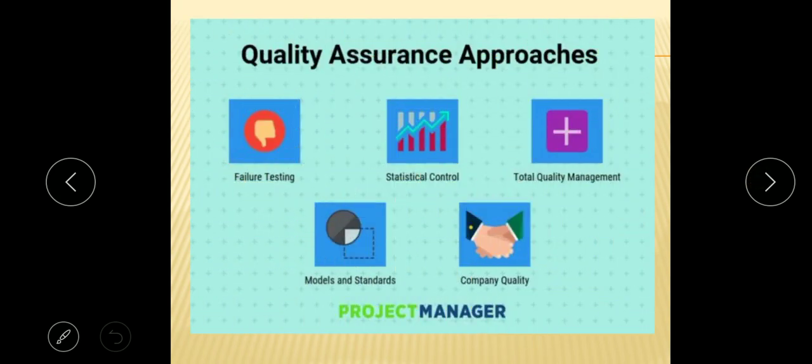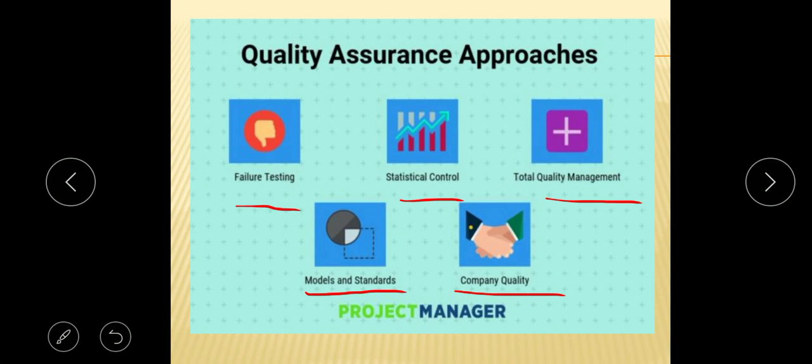Coming to the next, quality assurance approaches. Here, these are the approaches: failure testing, statistical control, total quality management, models and standards, and company quality.